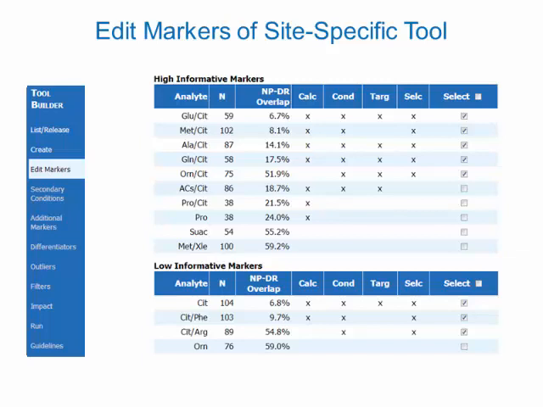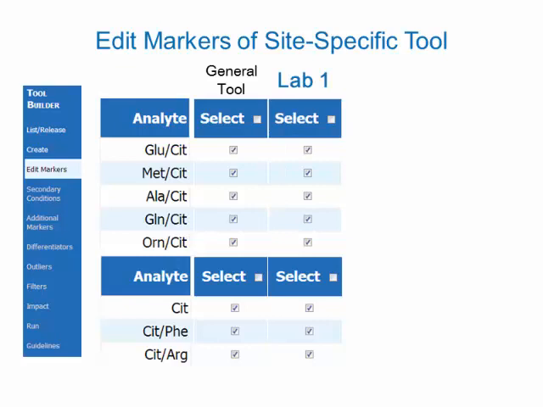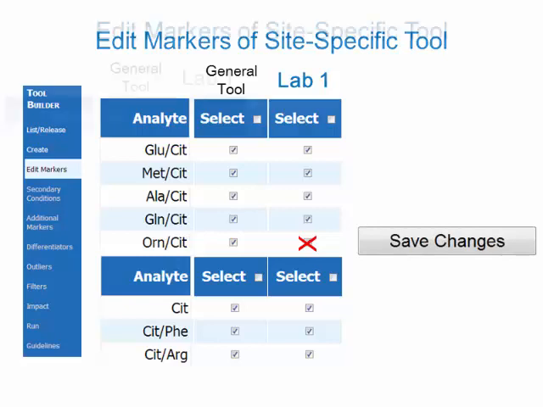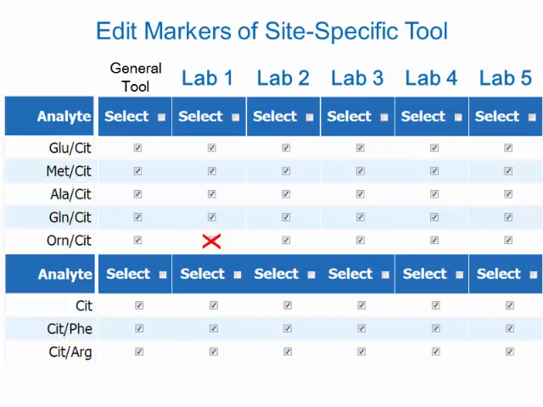The last column with the header Select is the one where the inclusion of a marker in the tool is determined. This slide focuses on the Select column and shows only the analytes included in the general tool, the one available to all users. The modification required to make a site-specific tool for Lab 1 is accomplished simply by unclicking the corresponding checkbox, followed by selecting Save Changes. The same process is followed to customize the analyte panels for the other 4 laboratories, again completed by selecting Save Changes.